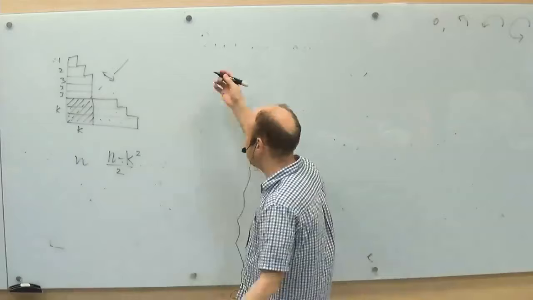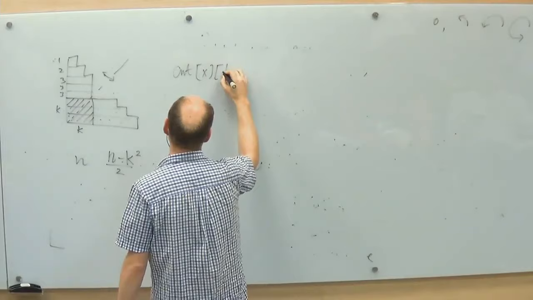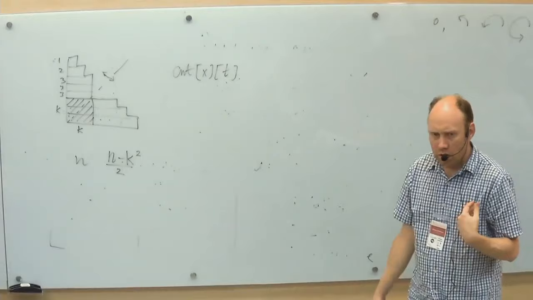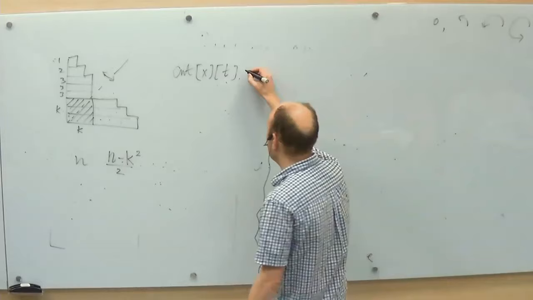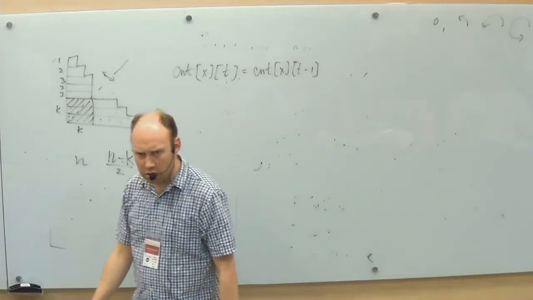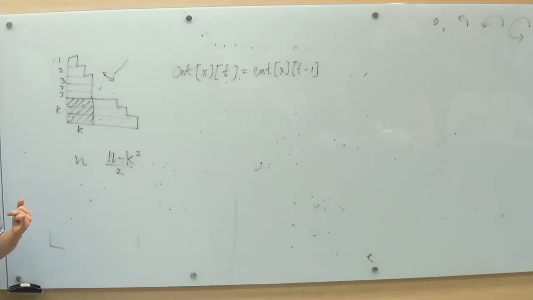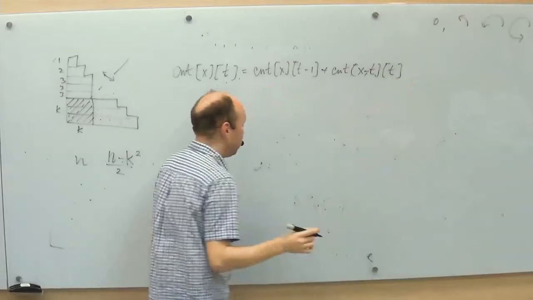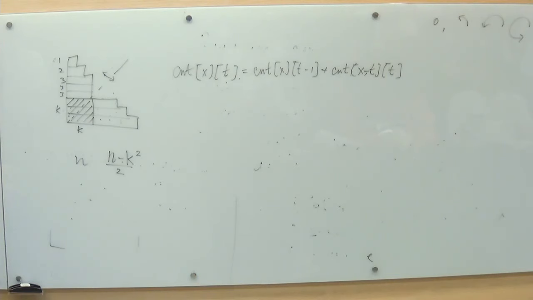To find this, we use dynamic programming, count of x, t to represent x as the sum of at most t terms. Either there are fewer than t terms, in this case we have count of x, t minus 1 such representations, or there are exactly t terms, and in this case all terms are at least 1. If we reduce them all by 1, we get a number x minus t, so plus count of x minus t, t. Well, that is pretty standard partition count dynamic program.